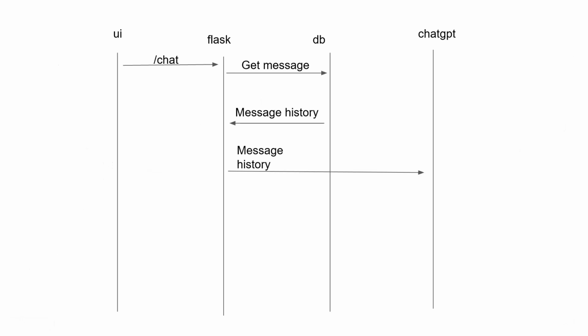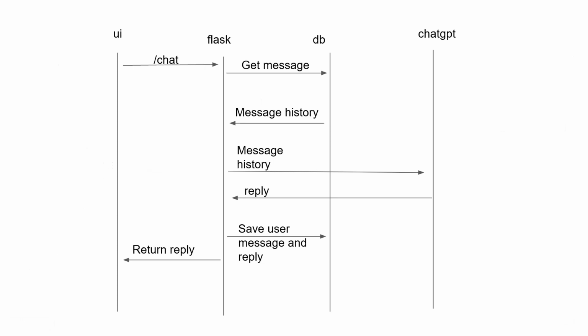Then we'll pass the message history to the ChatGPT API, and from there, the ChatGPT API is going to reply back with the response. Once we have the response, we're going to save the user message and the response from ChatGPT to the database. And also we're going to return the ChatGPT reply back to the UI. That's pretty much it for the flow of the chat endpoint.